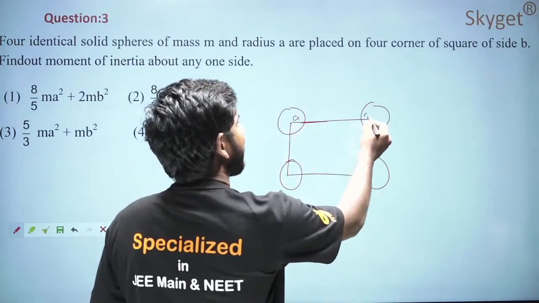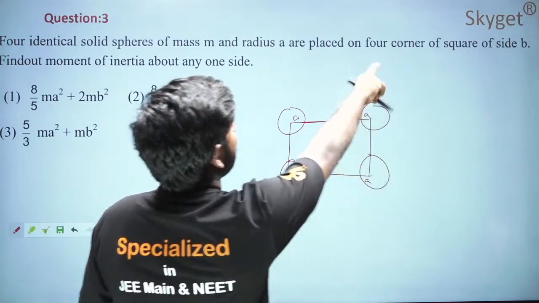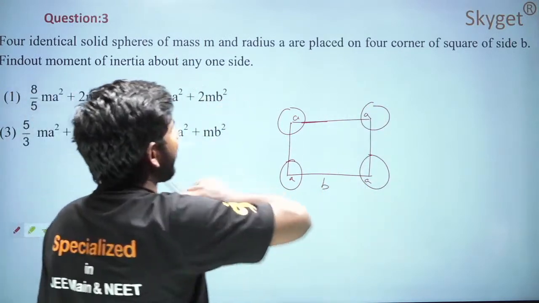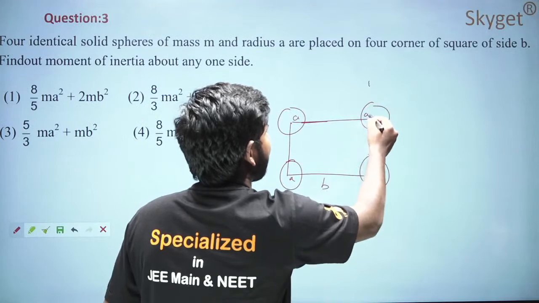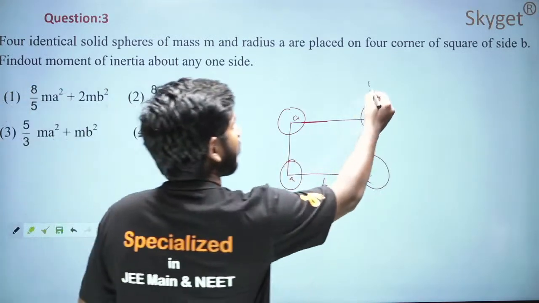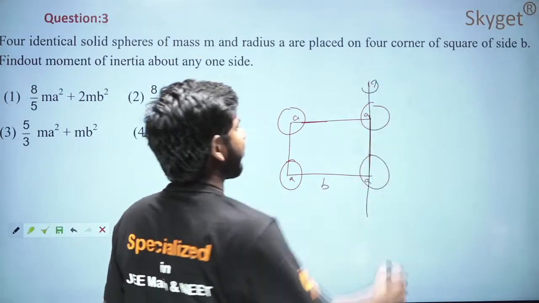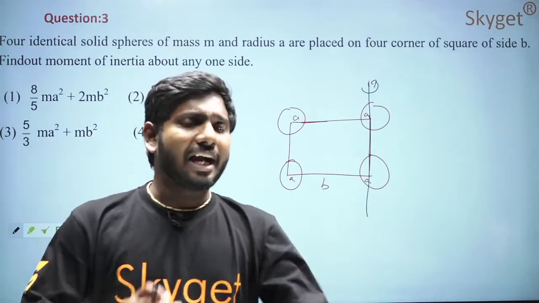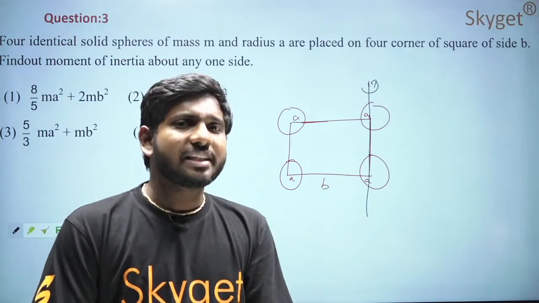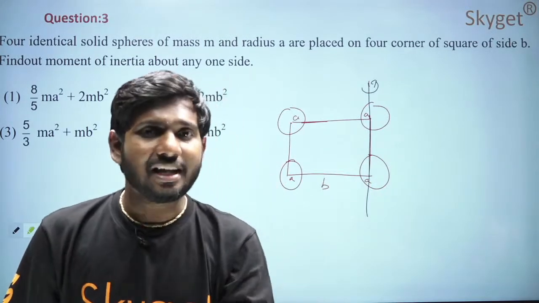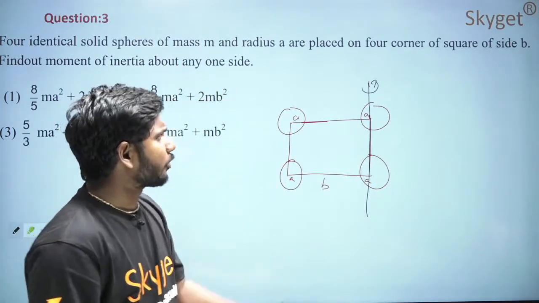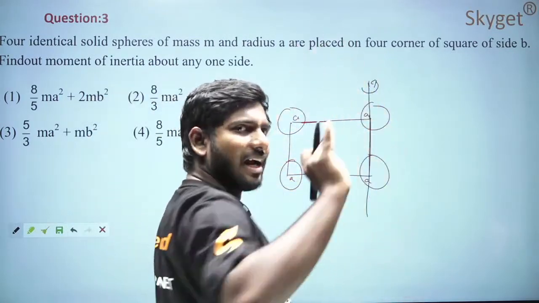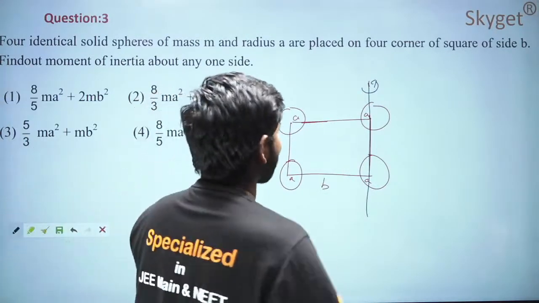So spheres of radius a are placed on four corners of a square of side b. Find out the moment of inertia about any one side. I am taking this side, but any side you can take. Whenever an axis is given to you and you are asked to find the moment of inertia of a system of particles about that axis, you find the moment of inertia of all the particles about this axis and add them all, and you will get the answer.